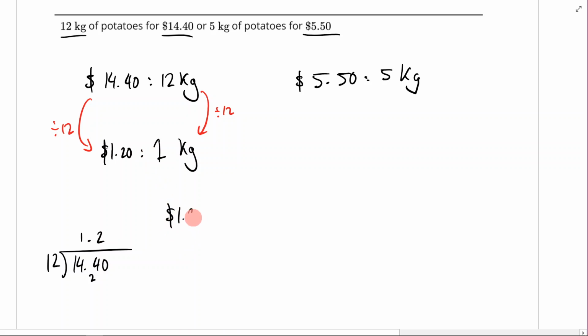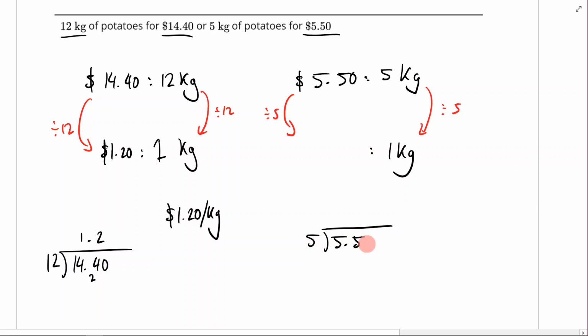So $1.20 a kilo. And then I come over here and I do the same thing. I'm going to divide this side by 5. And the reason why I'm doing that is so I can get this to be a kilo. And I can get this to be, well, what is 550? 5 goes into 5 once. Carry the decimal. 5 goes into 5 once. It's going to be $1.10. So that means this is $1.10 a kilo.